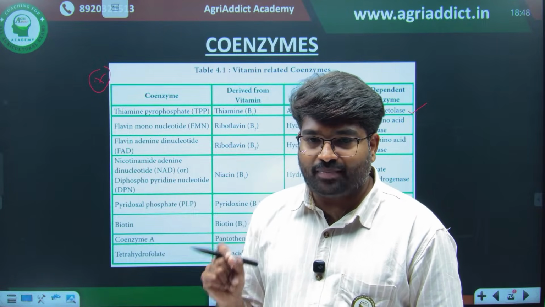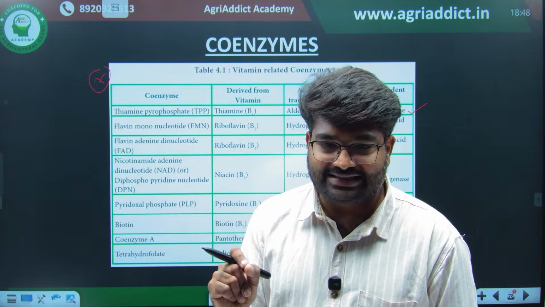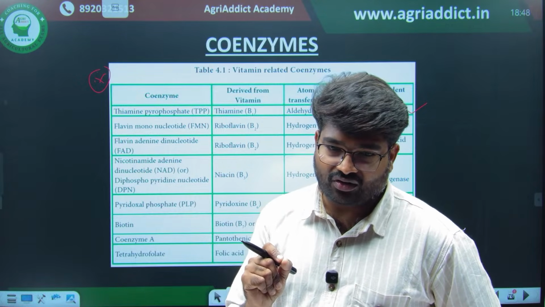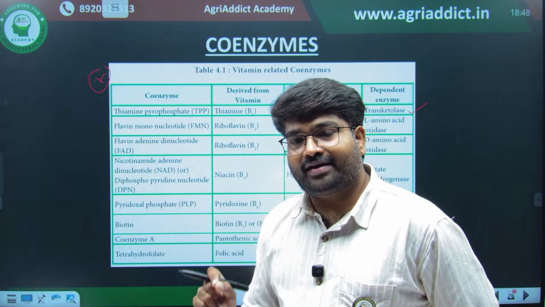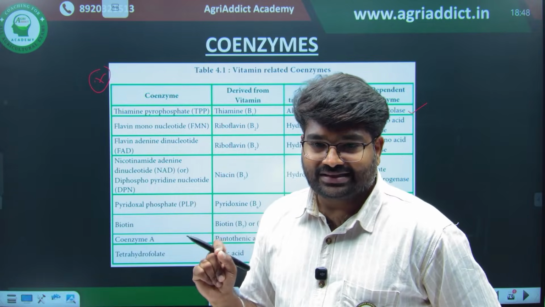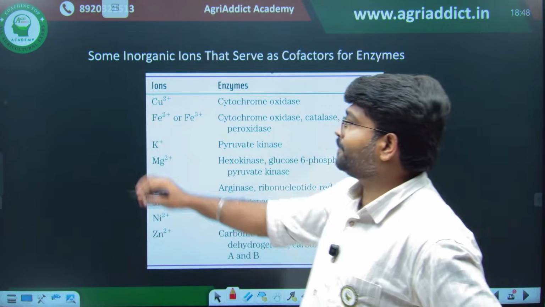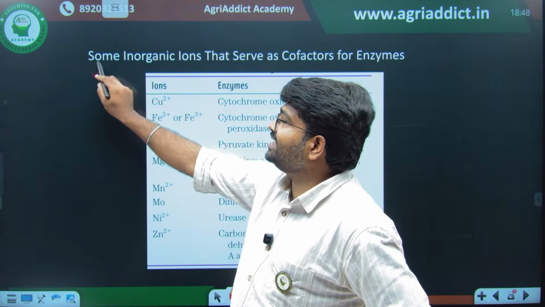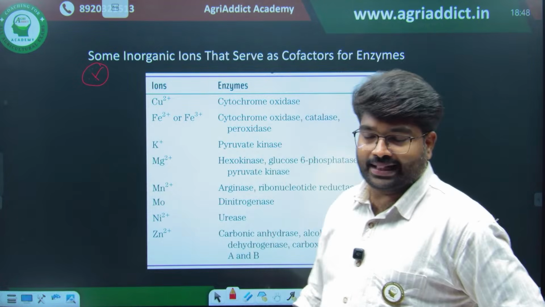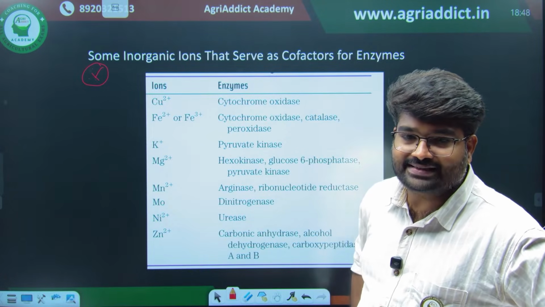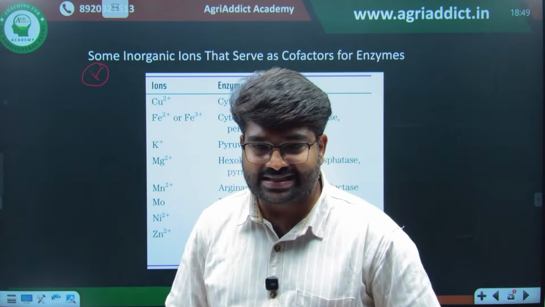So TPP will act as a cofactor for transketolase. Carboxylation reactions will require biotin as a cofactor. Tetrahydrofolate will act as a cofactor for single carbon transfer reactions. Then another most important thing: what are the metal ions required as cofactors for enzymes? From here, surely they will ask one question. From these coenzymes and cofactors, surely you will get one question.